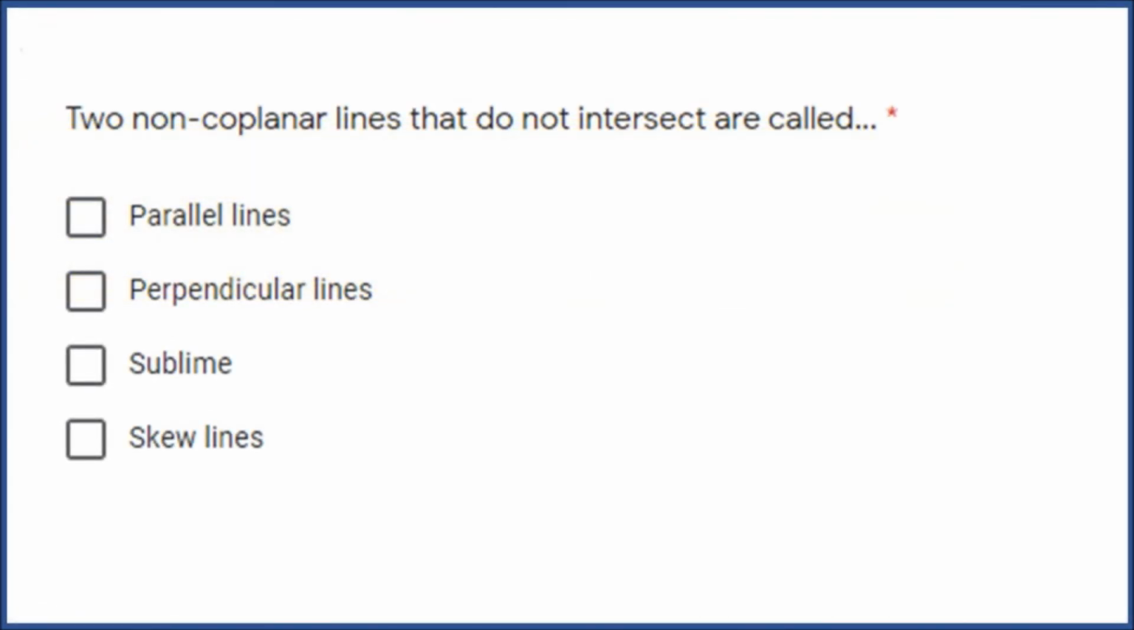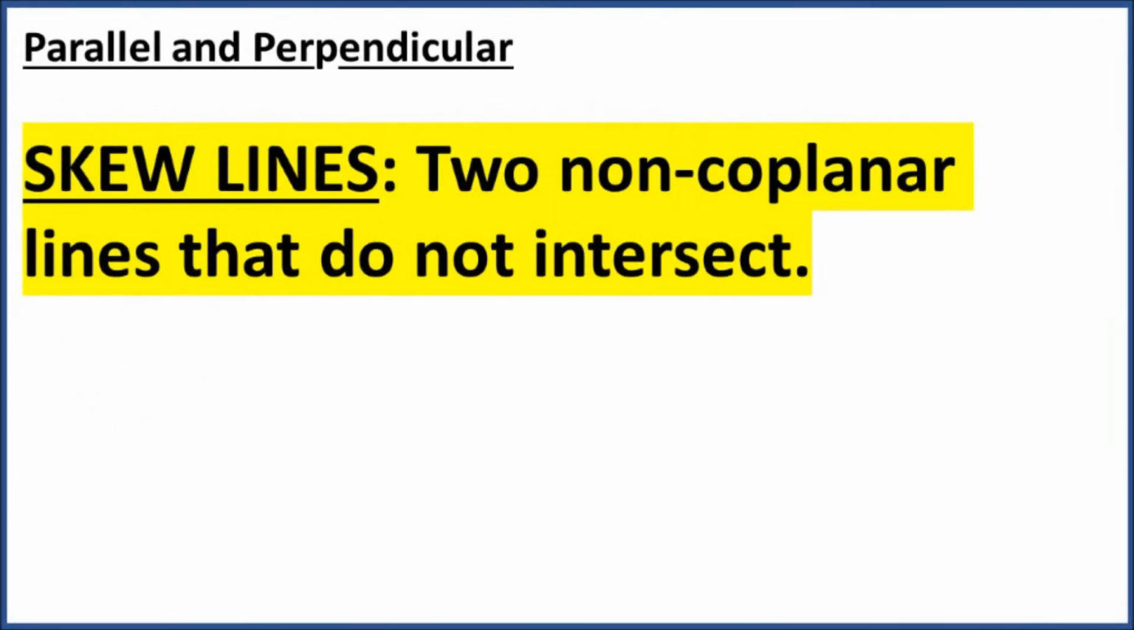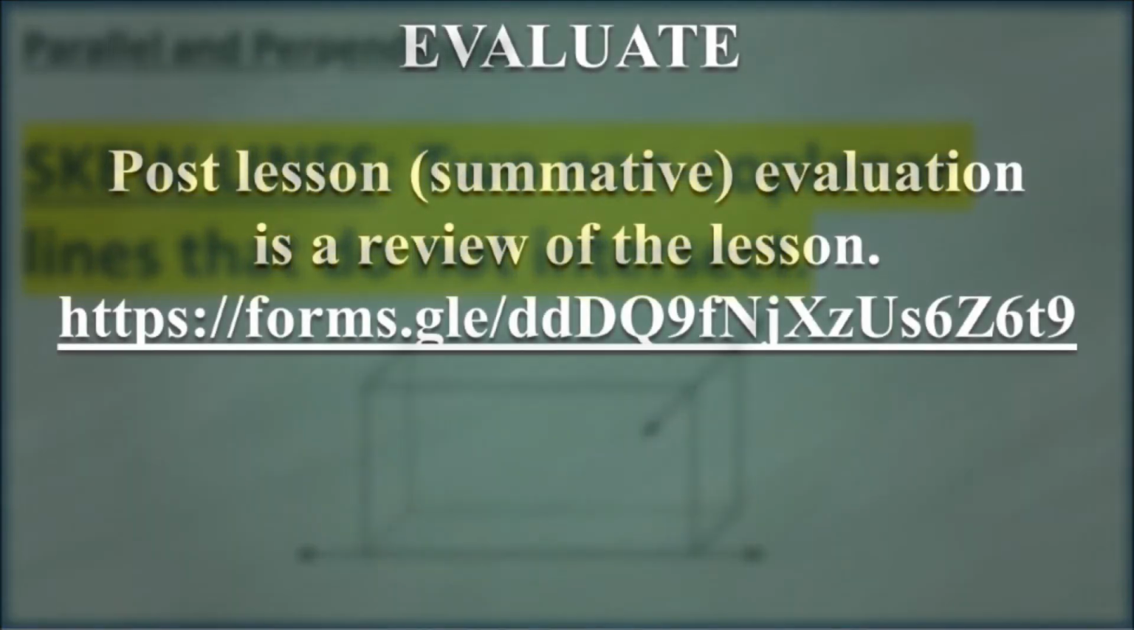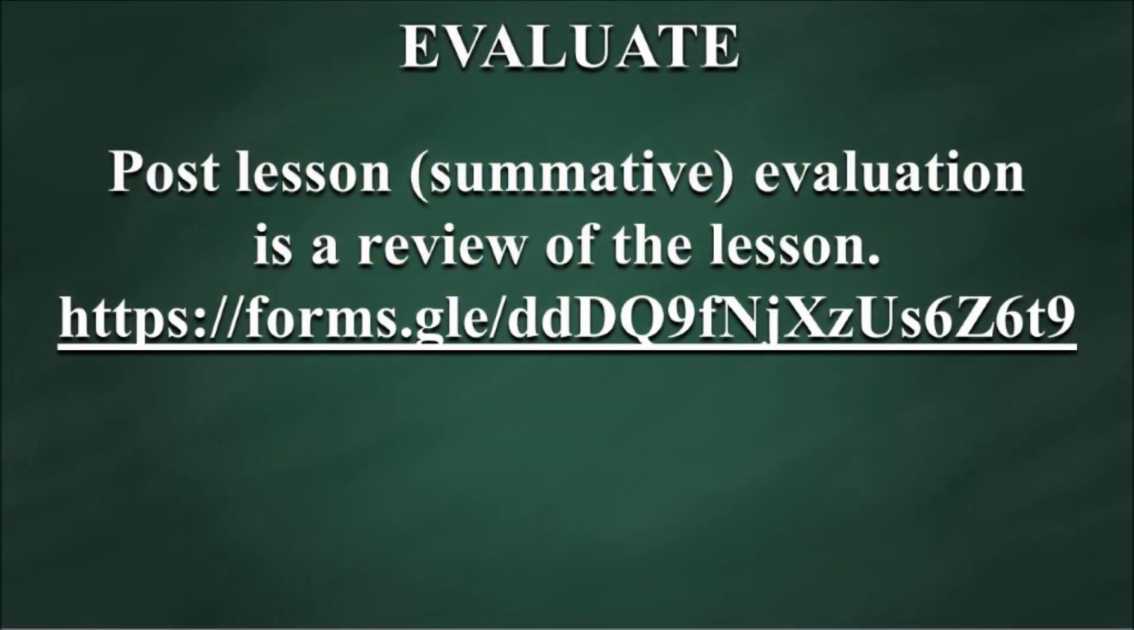Two non-coplanar lines that do not intersect are called parallel lines, perpendicular lines, subline, or skew lines. The answer is skew lines. Two non-coplanar lines that do not intersect. Here's an example of skew lines. Now that's the end of our lesson. Here we have the post-lesson summative evaluation, which is a review of the lesson. Here's the link here.